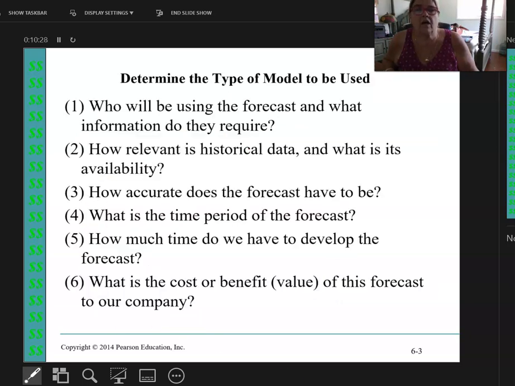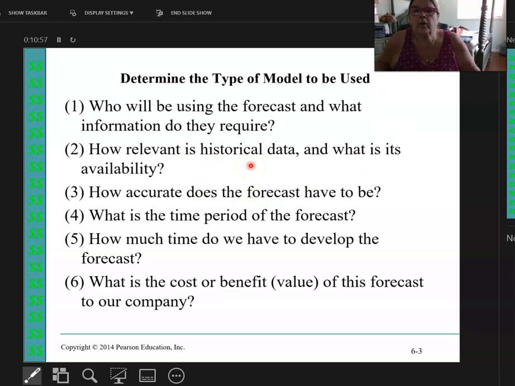The first one we're going to talk about is, which model should I use? Determine the type I actually need. Well, the real big thing about forecasting is, who's going to need to see this information? Who are you forecasting for, and what information do they require? Because you want to make sure that you put the accurate information, or the information they're looking for, on the forecast.